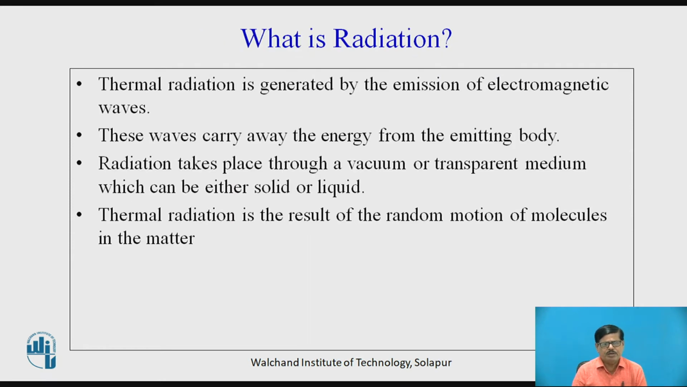Now coming to radiation, what is radiation? Thermal radiation is generated by emission of electromagnetic waves, and these waves carry away energy from the emitting body. Whenever the body temperature is higher than absolute zero, all bodies will emit radiation in the form of electromagnetic waves. Radiation can occur through a vacuum or a transparent medium, which can be either solid or liquid. Thermal radiation is actually the result of random motion of molecules within the matter.